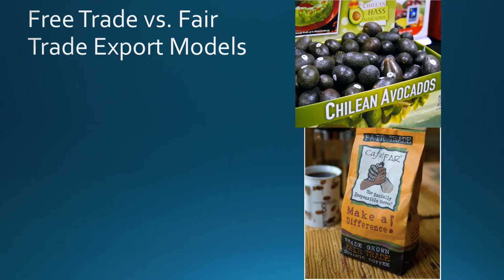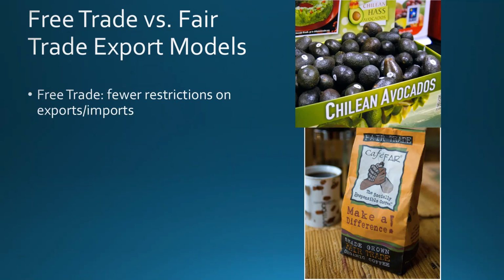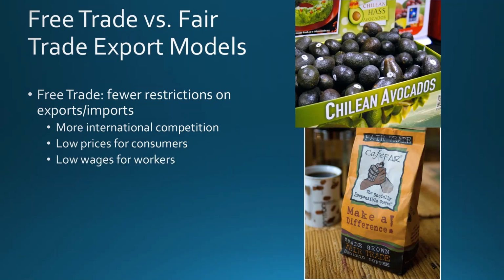The last thing that I'm going to talk about is just free trade versus fair trade export models. So I talked about that idea of international trade. Free trade, which a lot of people are a big fan of, has fewer restrictions on exports and imports. There's more international competition, and there's a lower price for consumers, but this also means a very low wage for workers. So again, that person growing the coffee, picking the avocados, they are making almost nothing.